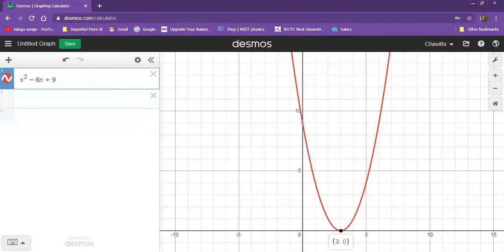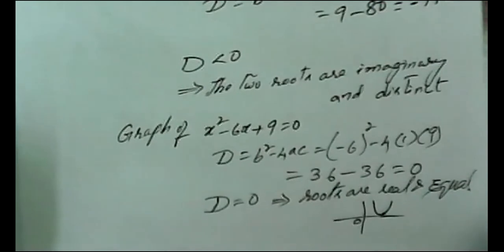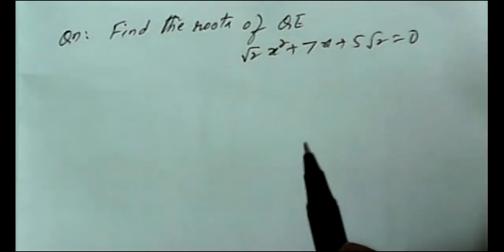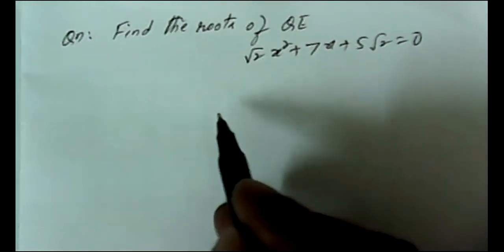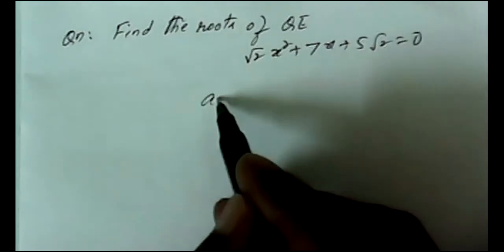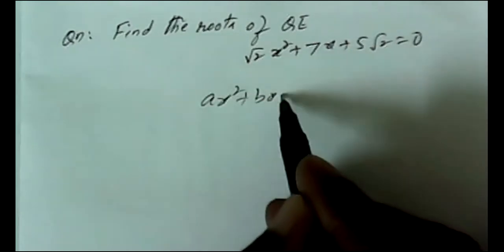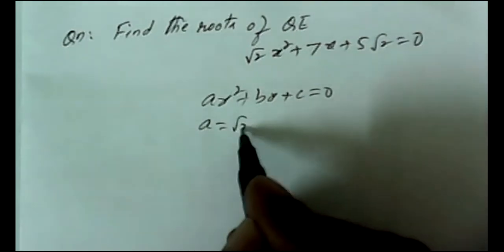Now, the question is: find the roots of the quadratic equation root 2 x square plus 7x plus 5 root 2. Comparing with ax square plus bx plus c equal to 0, we have a is equal to root 2, b is equal to 7, c is equal to 5 root 2.